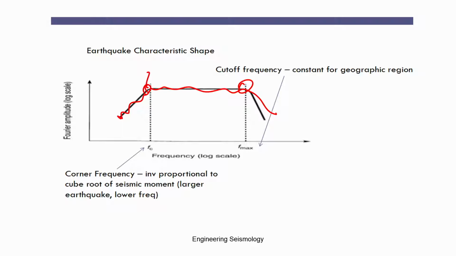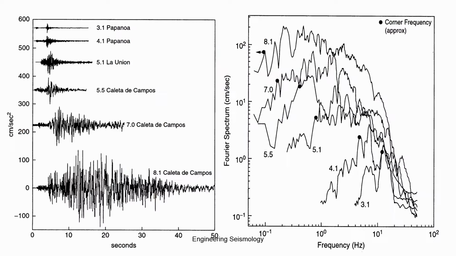This is very difficult to define, but it is constant for a geographical region. So this will be the earthquake-based one, and this will be the region-based one. These corner cutoff frequencies are used in the simulation of synthetic ground motion in seismology. You can see this is a typical earthquake.